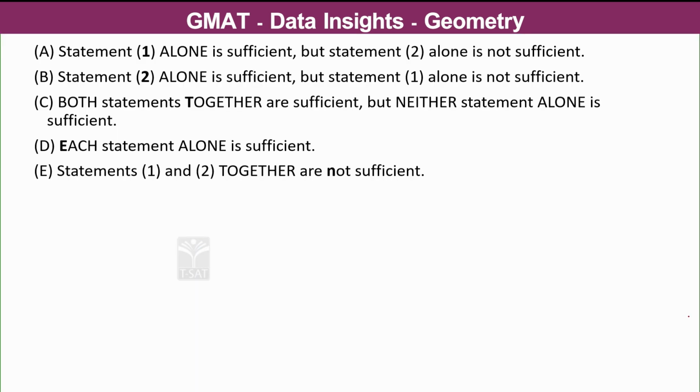To start with, the answer choices in data sufficiency questions are as follows. Answer option A means statement 1 alone is sufficient, but statement 2 alone is not sufficient to answer the question. Answer option B is when statement 2 alone is sufficient to answer the question, but statement 1 alone is not sufficient. Answer option C is when both statements together are sufficient, but neither statement alone is sufficient to answer the question. Answer option D is when each statement alone is sufficient to answer the question. And answer option E is when statements 1 and 2 together are not sufficient to answer your question. These are the standard basic answer options for your data sufficiency questions.